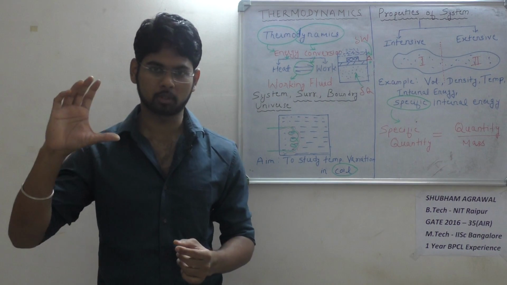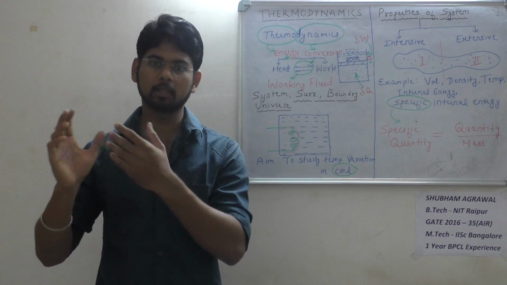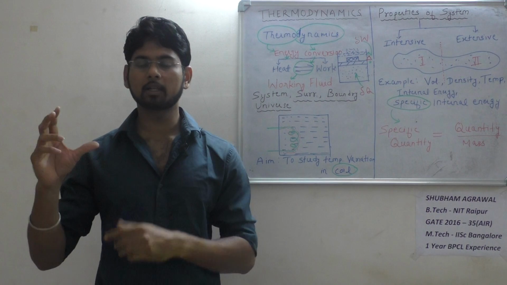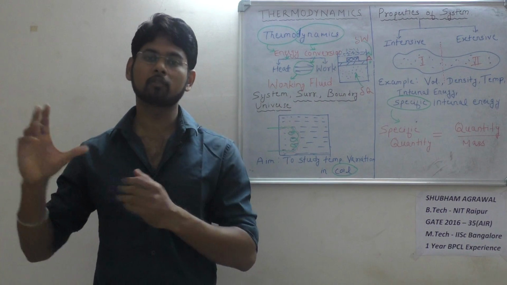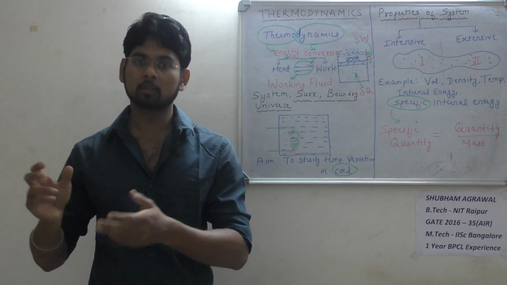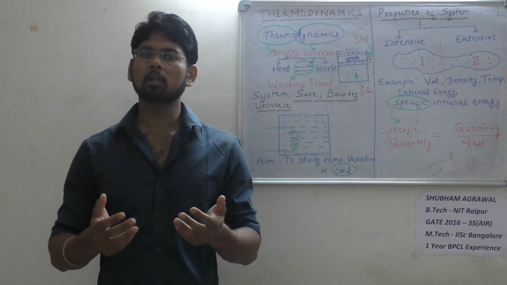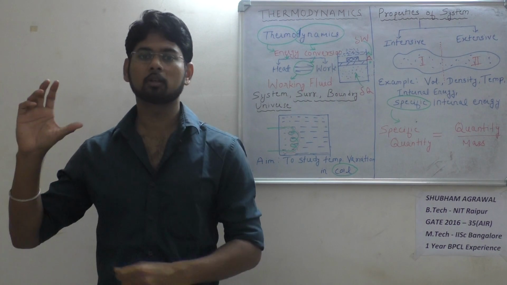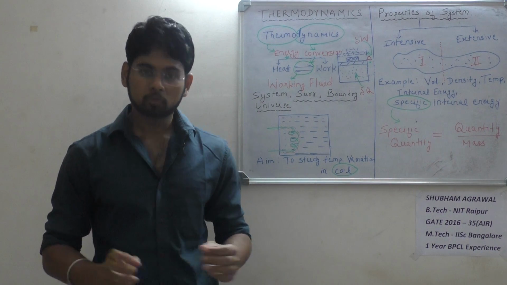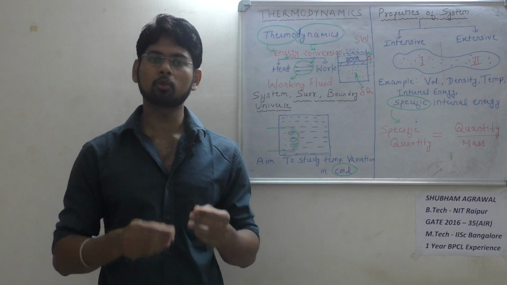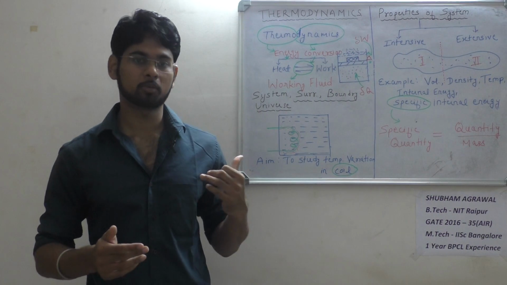Suppose I have a glass of water. If I just tell you that I have a glass of water, you won't be able to tell anything about it. But if I tell you that the amount of water is 5 liters, and the temperature of water is, suppose, 40 degrees Celsius, then you will get more information related to this glass of water. So this is what happens in thermodynamics. To define any system, we need to specify certain characteristic properties. These are called thermodynamic properties.